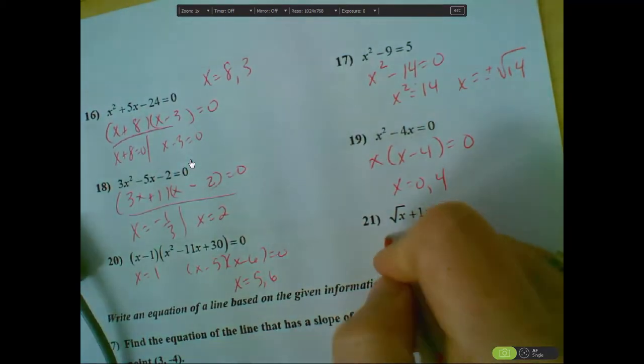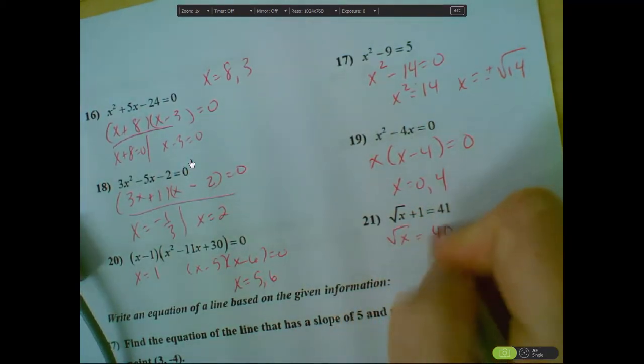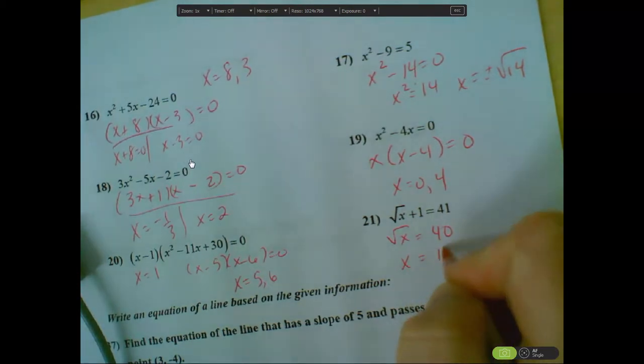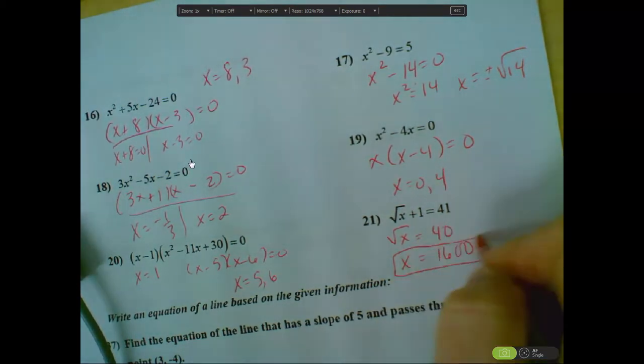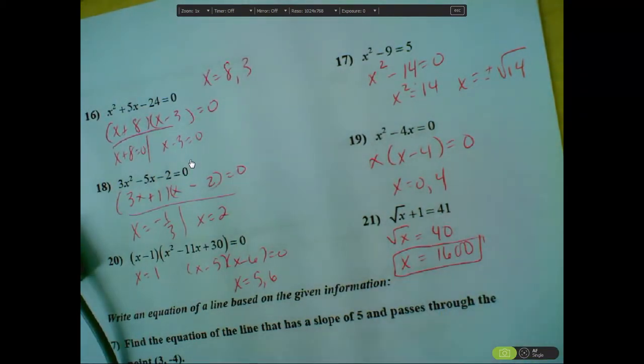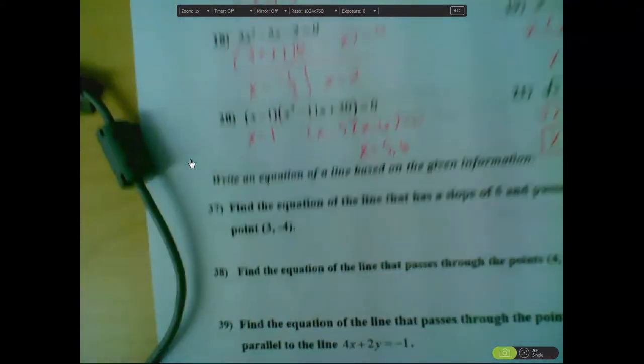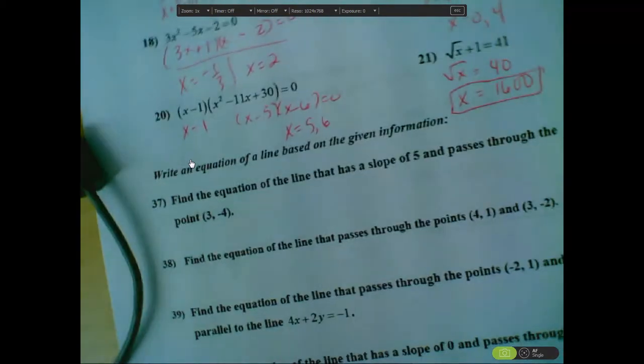Over here, I'm going to subtract 1 from both sides. Then I'm going to square both sides. So x equals 1600, I think. 40 times 40. Yeah, that works. Okay. These are really important on your test.